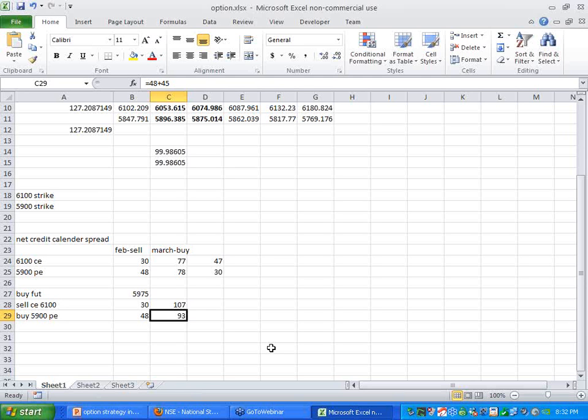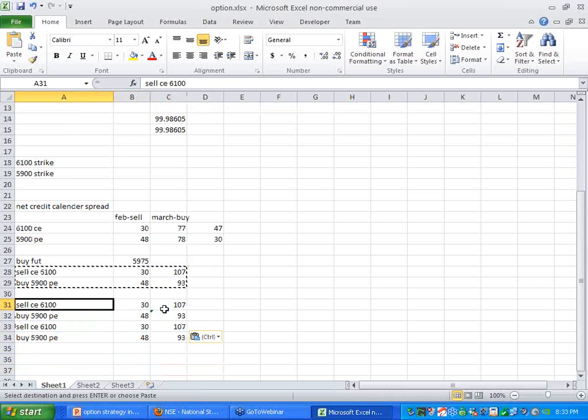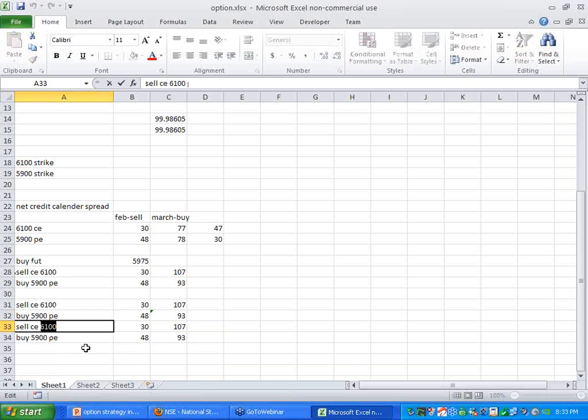If you wish to take both covered call and covered put, then the future will go off, and your strategy will look like this. The future will definitely be nullified. The 6100 call option you will be selling, 5900 you will be buying, and at the same time the covered put. For the covered put you cannot take the same strike.